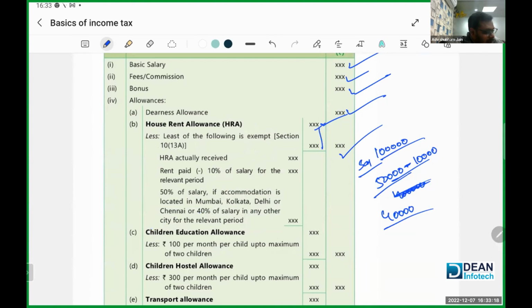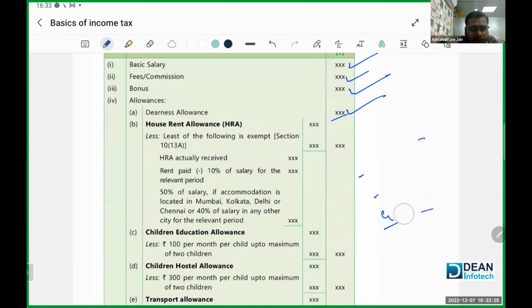Not in every case does it happen that the full HRA gets exempt. There is a particular calculation for it. We are going to calculate the exempt amount of HRA, and the amount that is being exempt according to the calculation gets deducted from the actual HRA received, and then we are going to add that value.